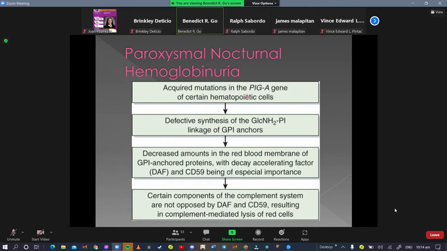again, this is also in Harper's, acquired mutation of the PIGA gene of certain hematopoietic cells. You have defective synthesis of your glucosamine phosphatidylinositol, linkage of your GPI anchors, because there are certain enzymes which will become defective in the formation of that GPI anchor. Okay, so the enzymes required to form that anchor. It does not form GlcNAc. So of course, there'll be decreased amounts in the red blood cell membrane of these GPI anchor proteins.